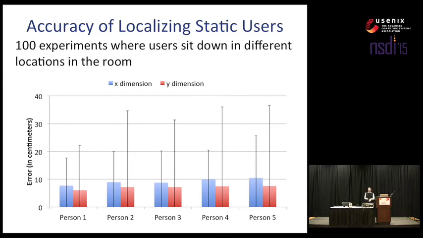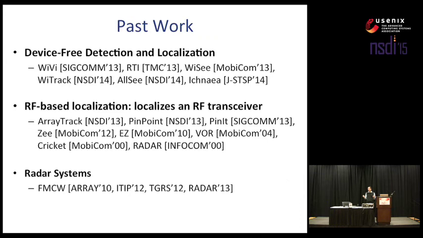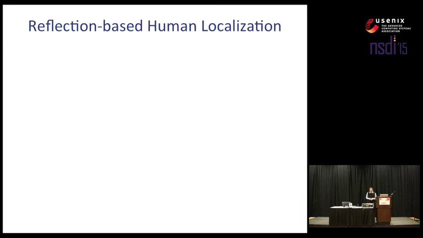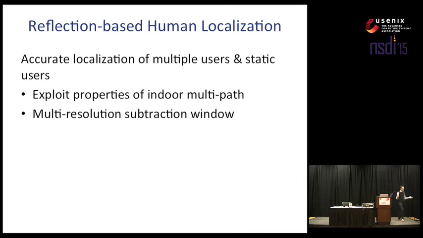And our research built on past work in many related areas. But it advances this to enable accurate localization of multiple users and of static users at the same time. To do that, I have told you that we have exploited properties of indoor multipath, such as its structure when you observe it from different vantage points, and the fact that all of this multipath is very close to you, and so you can do some form of spectrum reuse. And I have also told you how you can localize both moving and static users and eliminate multipath using a multi-resolution subtraction window. But of course, this work has limitations.